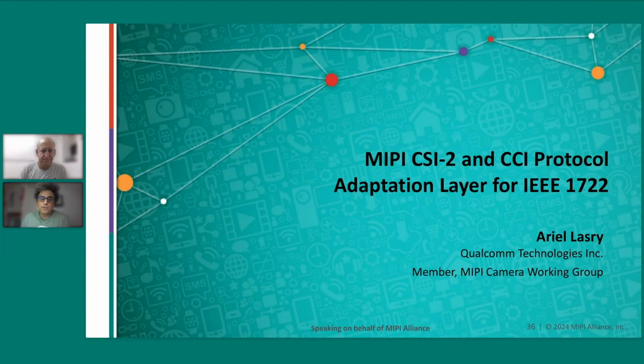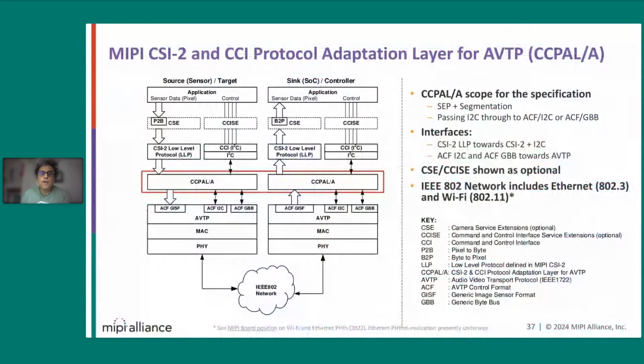Here I wear my camera work group member hat. What we are doing is defining a new protocol adaptation layer for CSI2, for transport of CSI2 over AVTP, which is the IEEE 1722 audio video transport protocol. And this will enable CSI2 transport over IEEE 802 networks, like for example Ethernet or Wi-Fi. And this is also using SEP, similarly to what we see in CSI2 PAL for AFI.